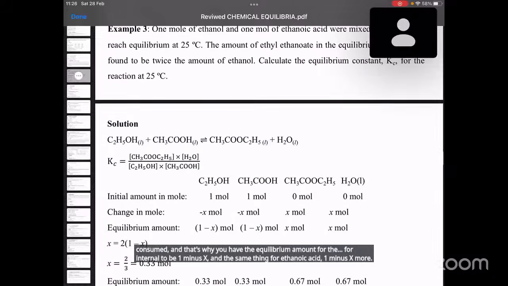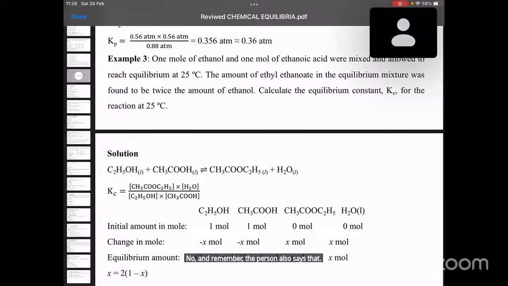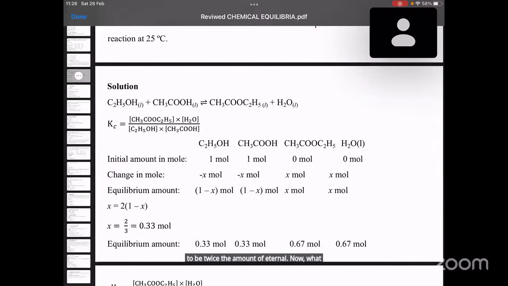Now, remember, the question also says that the amount of ethyl ethanoate in the equilibrium mixture was found to be twice the amount of ethanol. What that is saying is that the amount of ethyl ethanoate is X, but they're saying that it is twice the amount of ethanol, and the amount of ethanol is 1 minus X. So that means X is going to be 2 brackets 1 minus X. That is putting that information into a mathematical form, because it's very important, because our X is what is going to tell us everything here. So that is how we get our X.